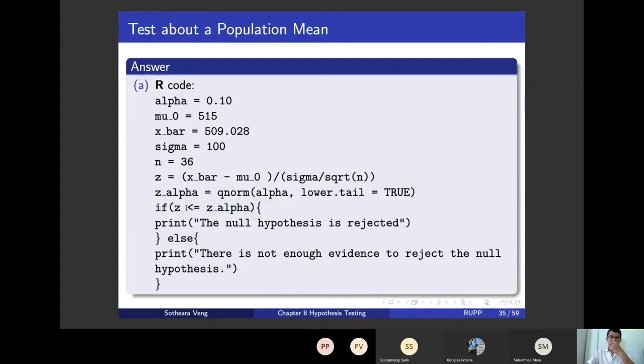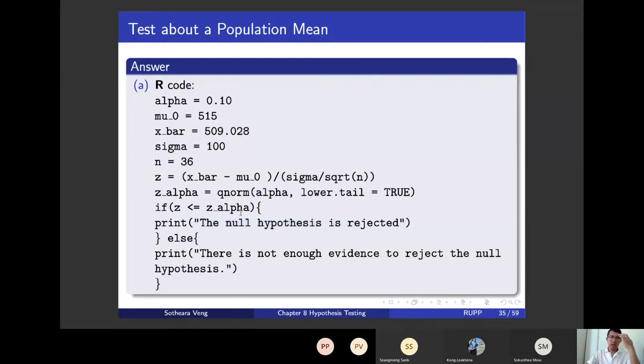this means that Z is inside the rejection region, right? Because this is the left tail test. I remember from the first example. So if Z is less than the critical value, it means that it falls inside the rejection region. Then your conclusion is to reject the null hypothesis.